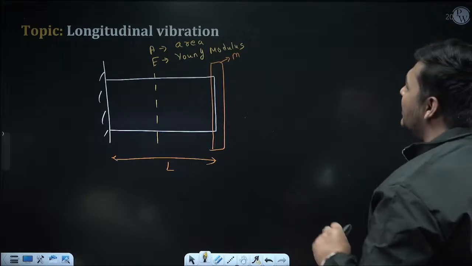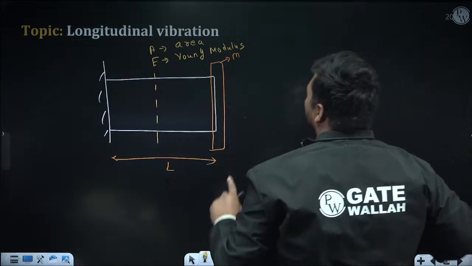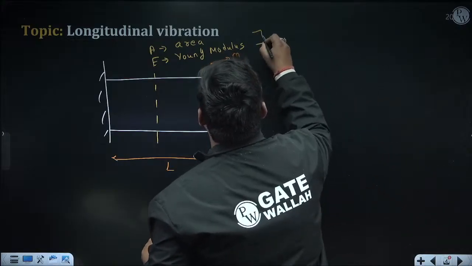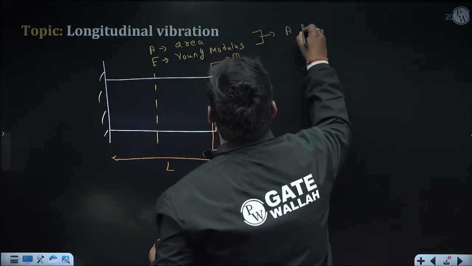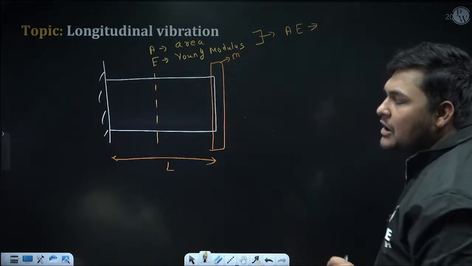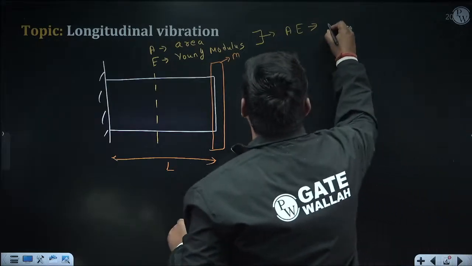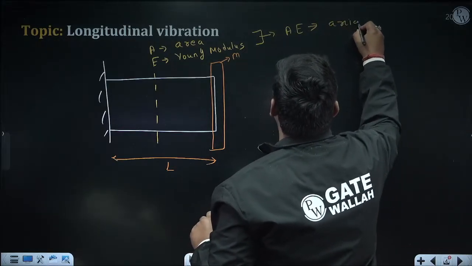Now see, the Young modulus of this bar is E. This will be given in the question. Sometimes, to save your calculation work, the examiner directly gives the product of A and E. What is A? It is the cross sectional area. What is E? It is the Young modulus of the material. And the product of A and E is known as axial rigidity.